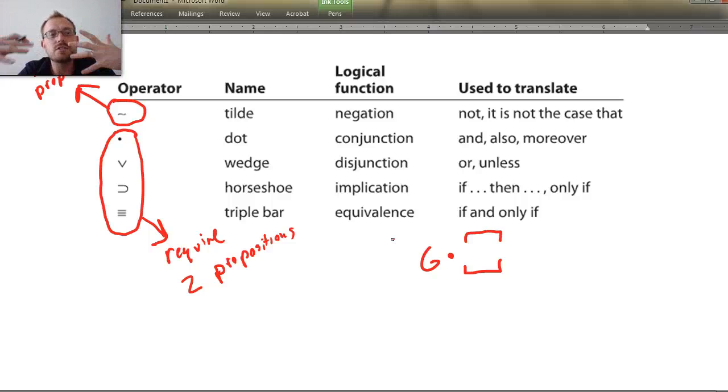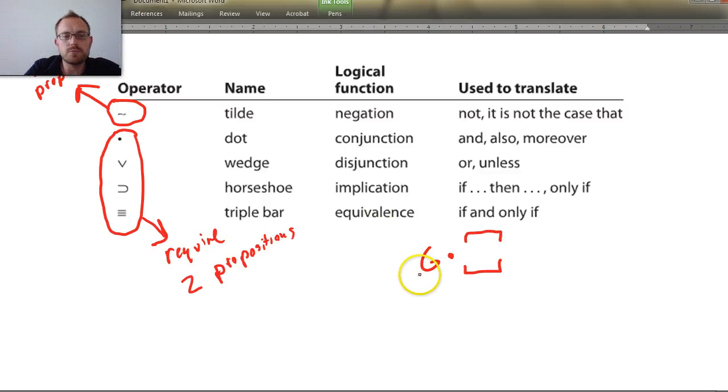So what we're going to do here, and we're going to do this at the end of the video, is talk about how to figure out what the main operator is of a large propositional statement, and how do you figure out the main operators, because that's really key.